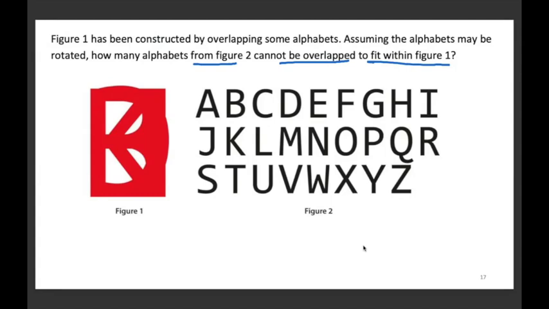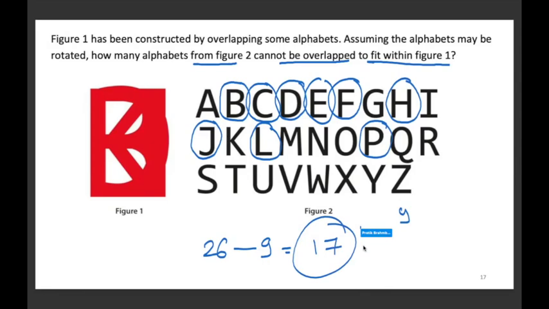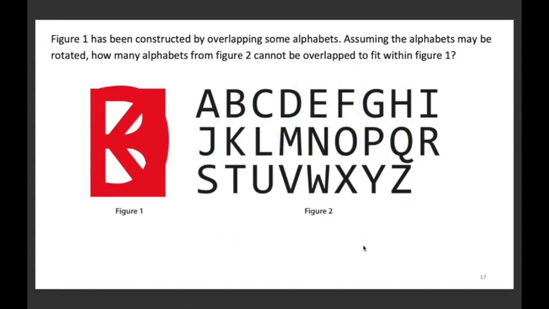First, we'll see which of the alphabets can be overlapped. The alphabets that can be overlapped are B, C, D, E, F, H, J, L, M, N, O, and then P. Last one. So 9 alphabets can be overlapped. Total alphabets are 26 minus 9, yielding 17 alphabets which cannot be overlapped here. Answer is 17.